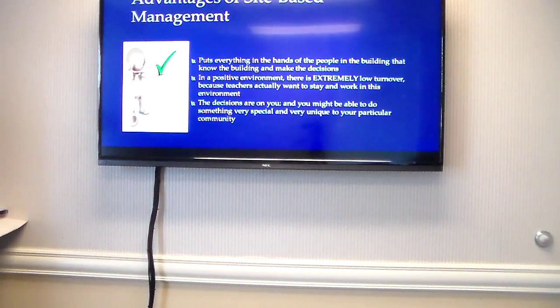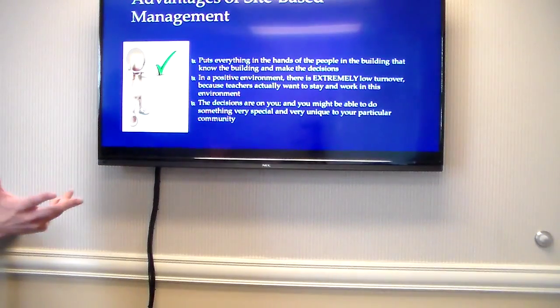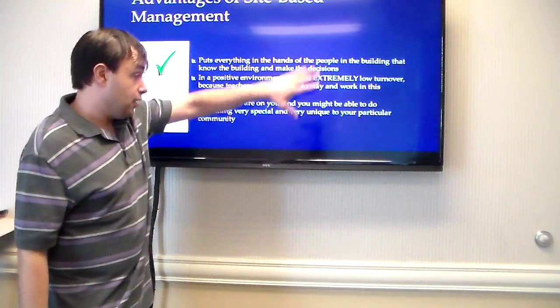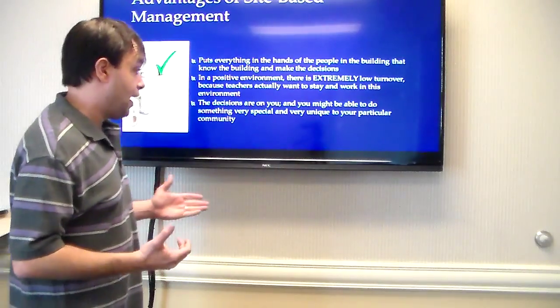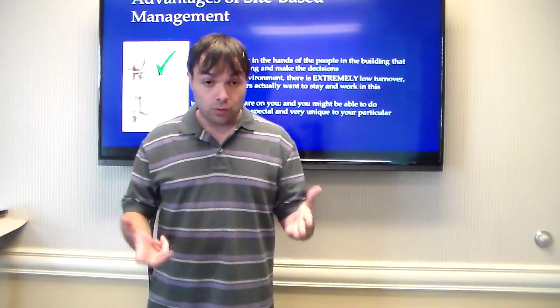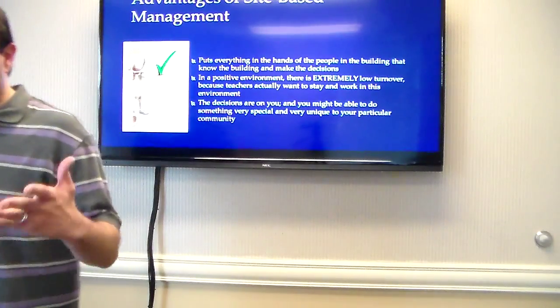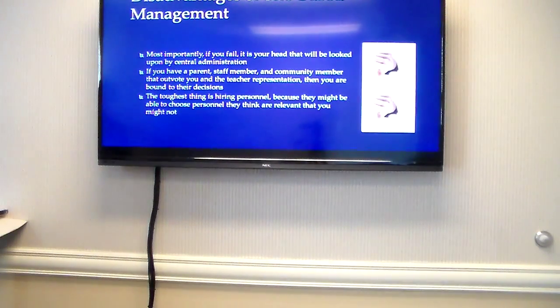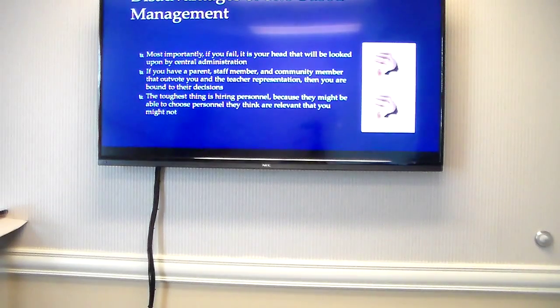In a site-based management system, you know where the money's coming from, where it's going, and really who's the one that's pushing the money. That's a big advantage to this system, because there's complete transparency. Everybody should know what's going on, where they're going to find what they need, and you're going to be the ones that know best what your students need. In environments like this, there's much less turnover because teachers want to stay. Because the decisions are on you, if you do a good job, you tend to stay in your positions too as building leaders.